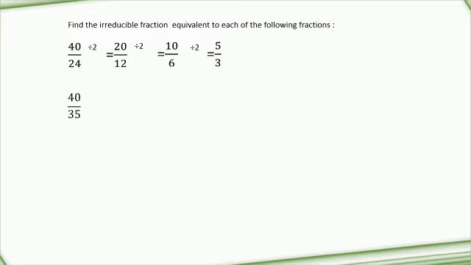Then we have 40 over 35. We can divide it by 5, which is equal to 8 over 7. So 8 over 7 is the irreducible fraction.